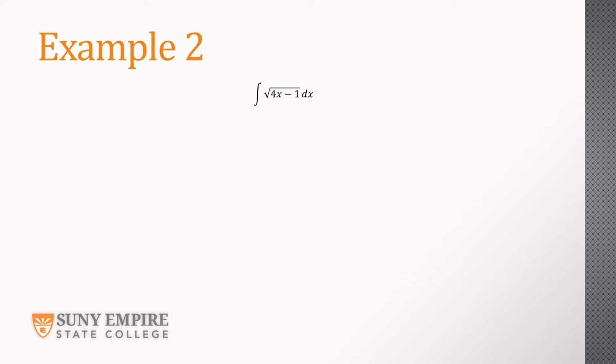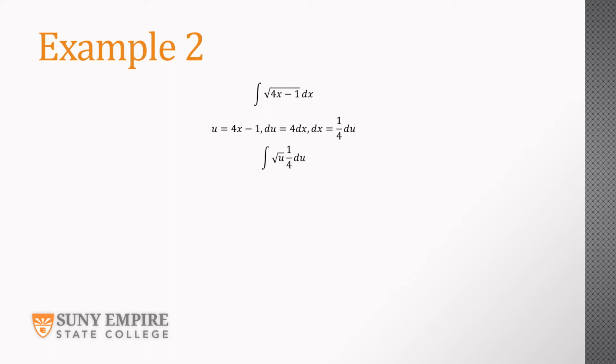Suppose we want to find the integral with respect to x of the square root of the quantity 4x minus 1. Again, we are set up to calculate the integral with u substitution. Our selection for u is the expression under the radical 4x minus 1. Its derivative with respect to x is 4 multiplied by the derivative of x. Solving, we have dx equal to 1/4 du.